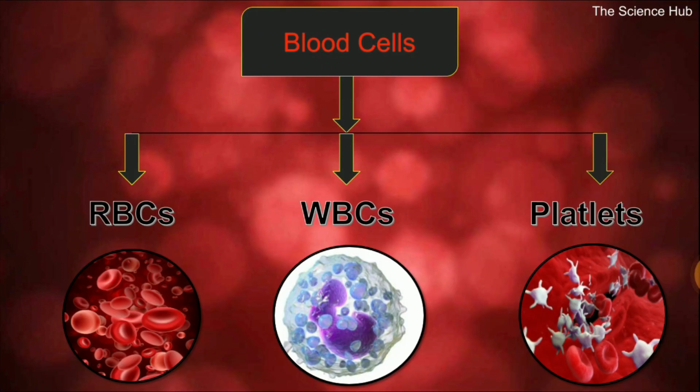Let's discuss the other component of blood, the blood cells. They can be categorized into red blood corpuscles, also known as erythrocytes, white blood corpuscles, also known as lymphocytes, and platelets, also known as thrombocytes.